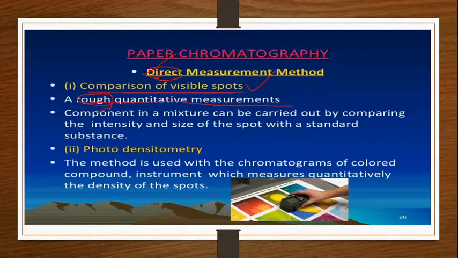Now, how can you carry out the quantitative estimation? By comparison. A component in a mixture can be estimated by comparing the intensity. Remember, the two important terms over here are the intensity and size of the spot, compared with the standard substance. What you have done is developed the chromatogram, a paper chromatogram, by running the sample.